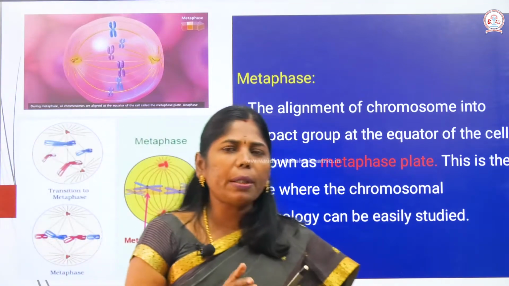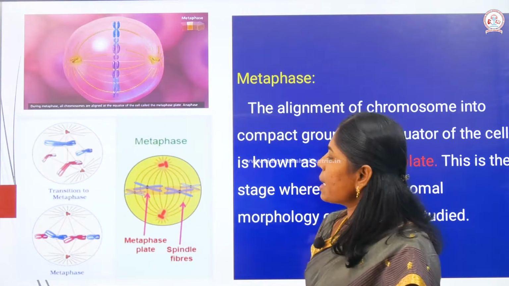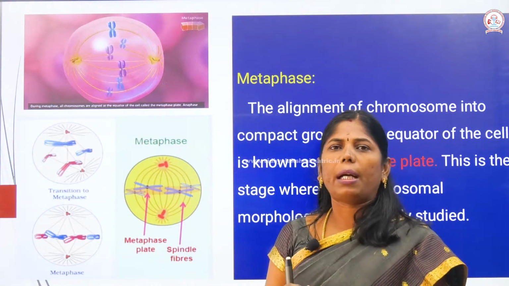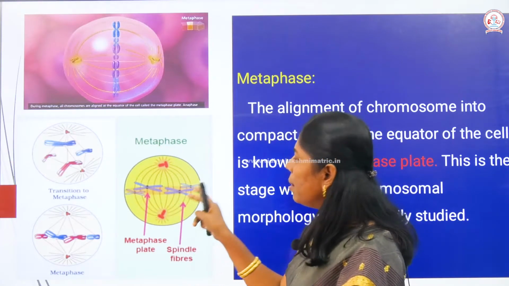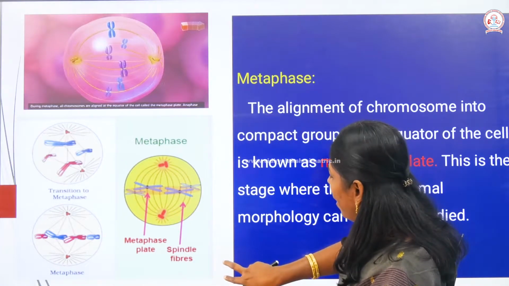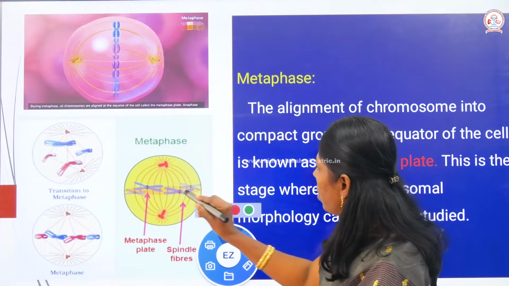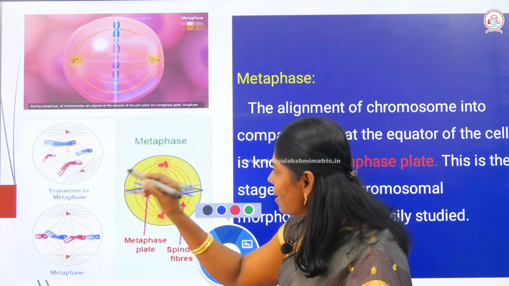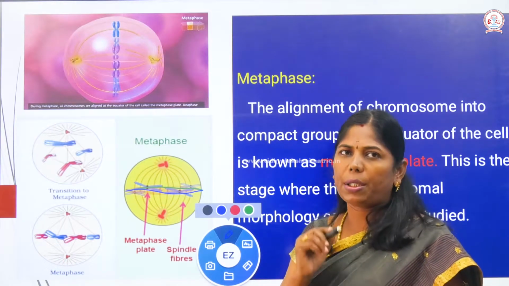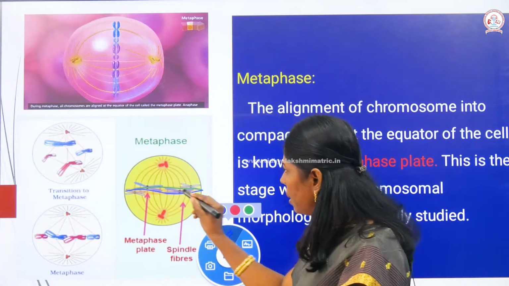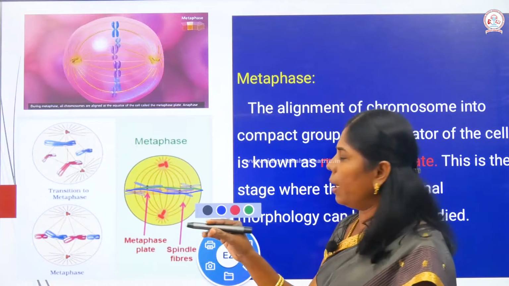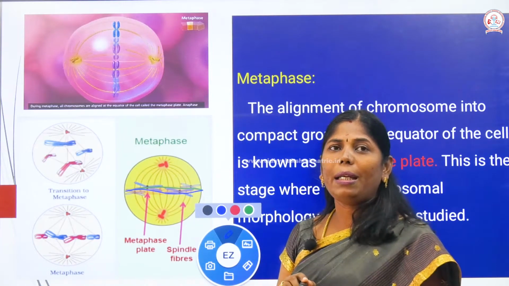So next, what is the important process in the metaphase? In the metaphase, all the chromosomes have to come close to each other, compact, and be arranged on the equatorial region. So we say all the chromosomes are arranged at the equator. This arrangement on the equator is known as the equatorial plate, or metaphase plate. All the chromosomes are arranged in the middle region of the cell.